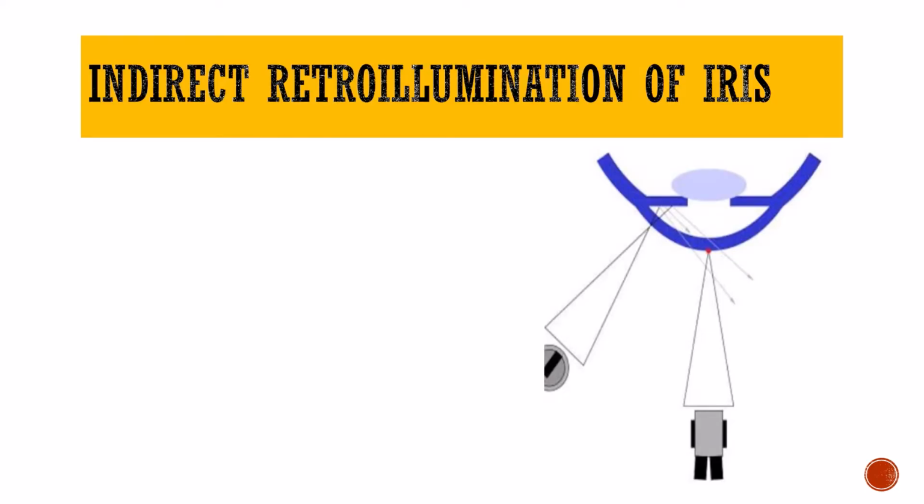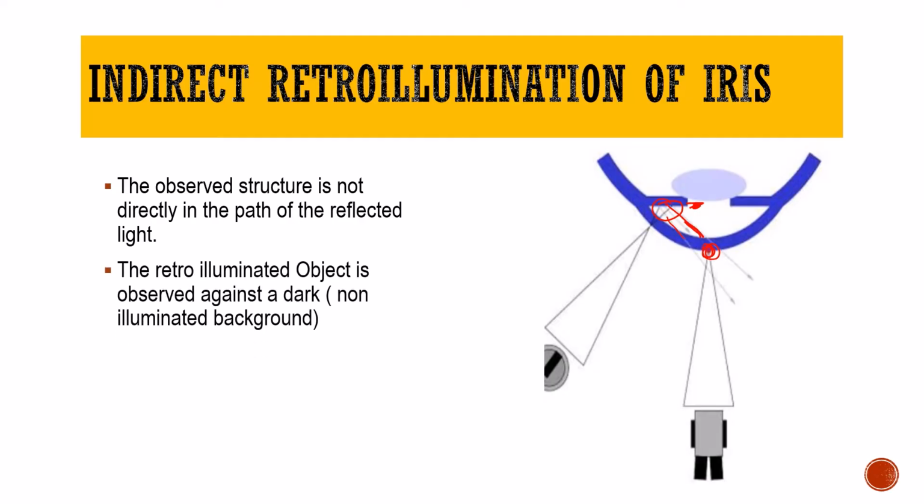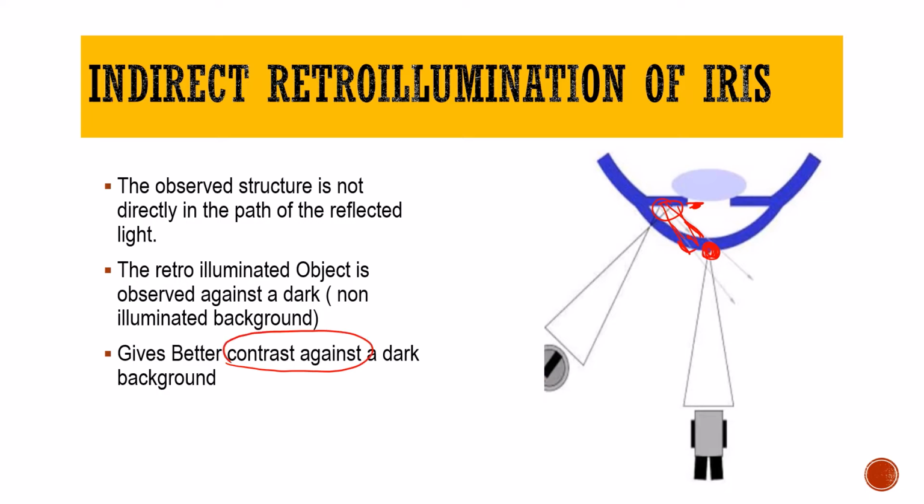Now, what about the indirect retroillumination from the iris? As I told you, the observed structure is not directly in the path of reflected light. The reflected light is coming from here and the structure is here. So we are not putting the light here somewhere; we are putting it away from the object of interest. So what happens is that because the light is getting reflected here and the object is present here, you are going to see the object of interest against a dark background. So when you see that, you will get a much better contrast against a dark background.